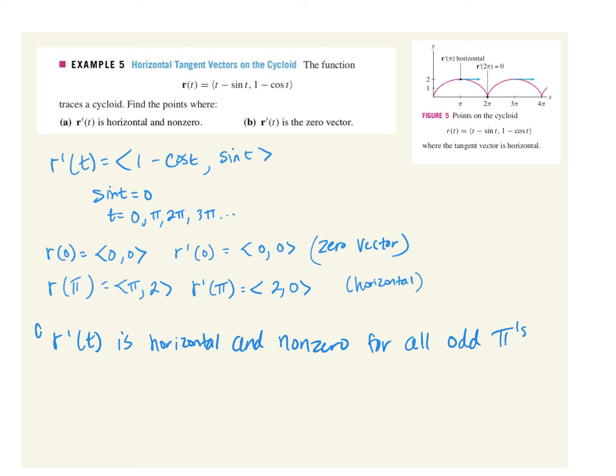And that's the answer to question A. And part B is, where's that 0 vector at? Well, that's going to happen at our even pi's, at 0, 2 pi, etc.